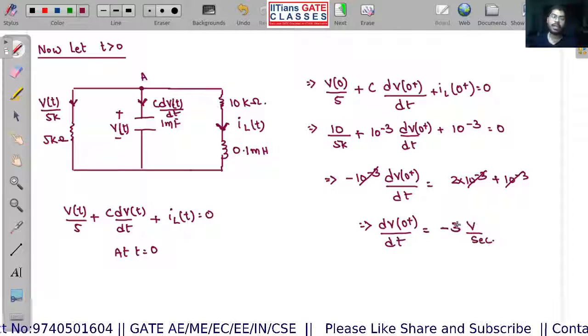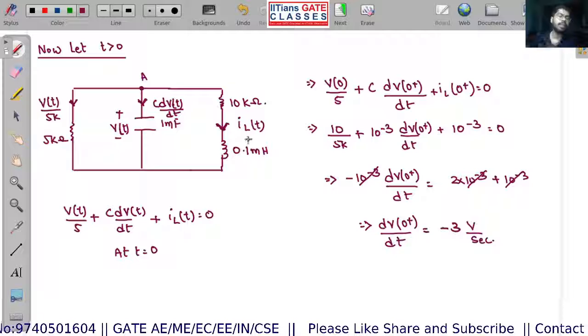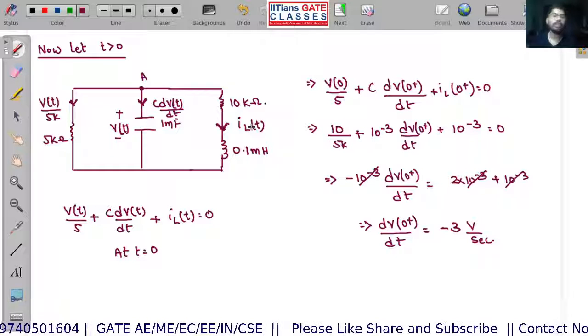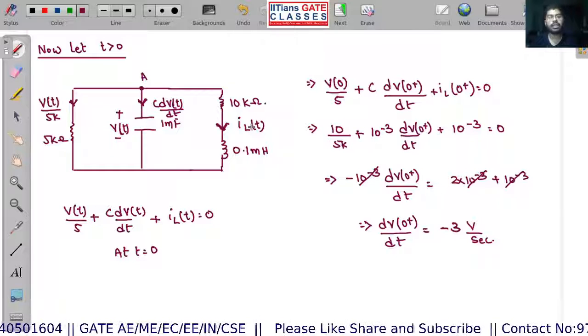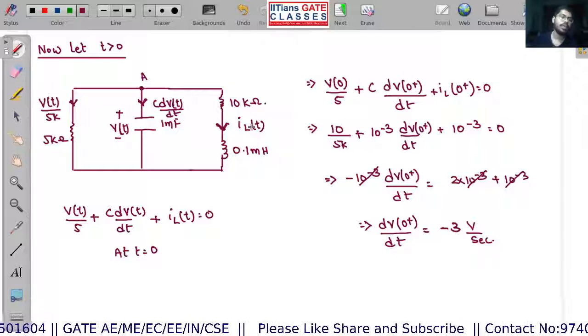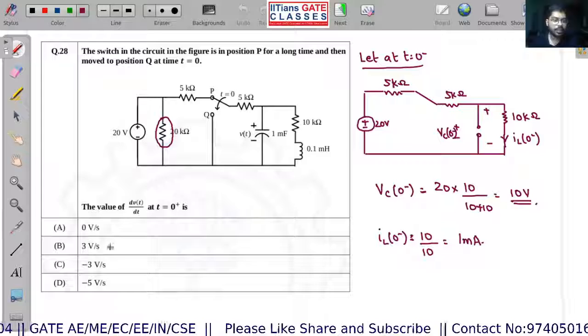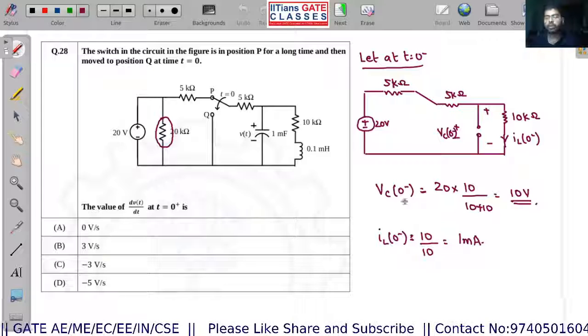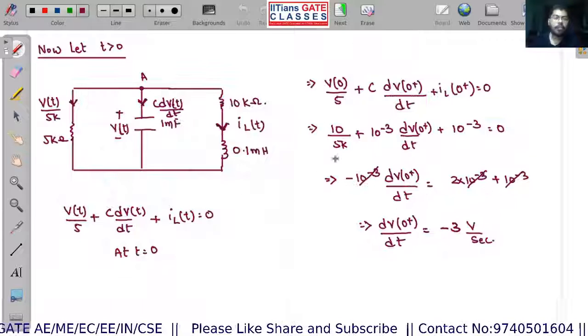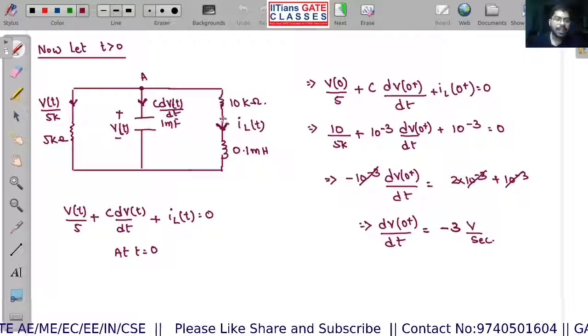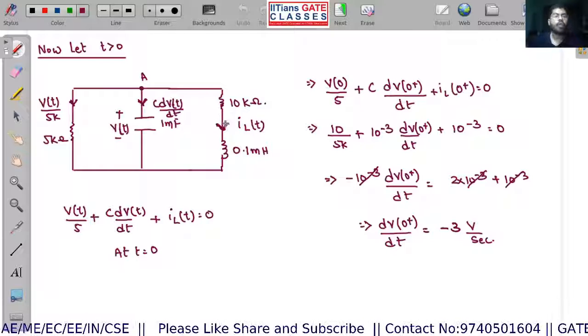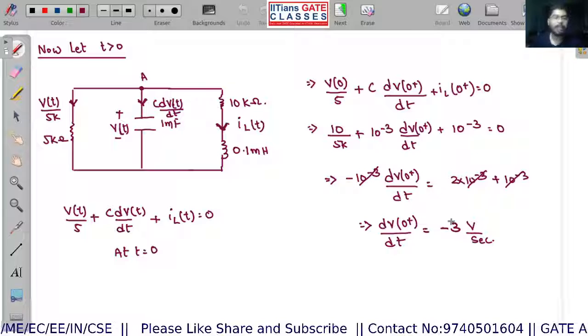Okay, minus 3 volt per second. So basically you need to have a very strong sign convention. You need to see, because there is one option also here, that is 3 volt per second. So if some of you had written this sign as opposite, then what would have happened? Then you will be getting plus 3.